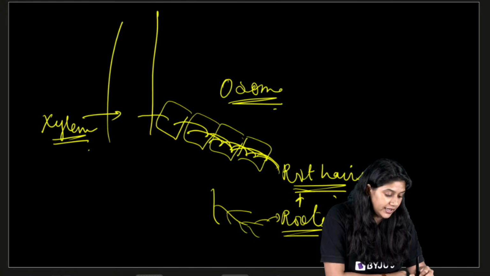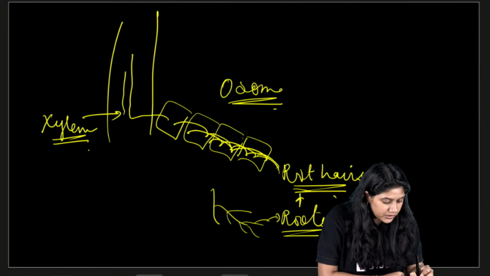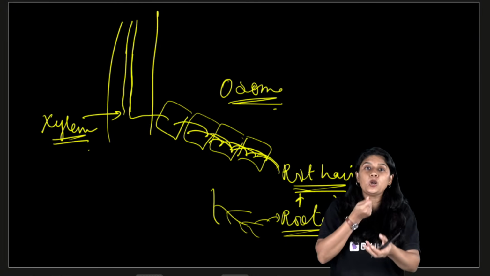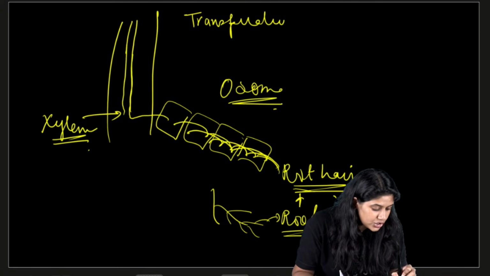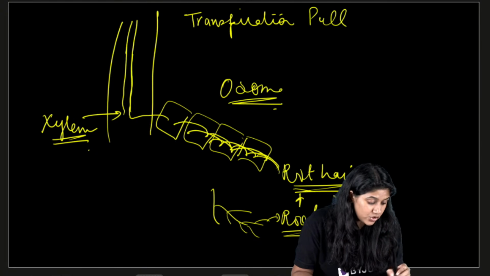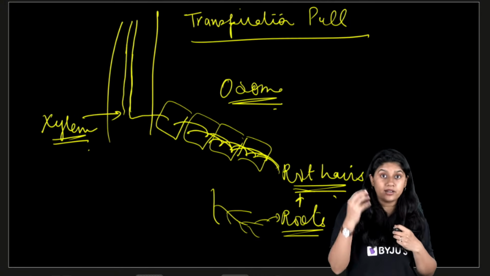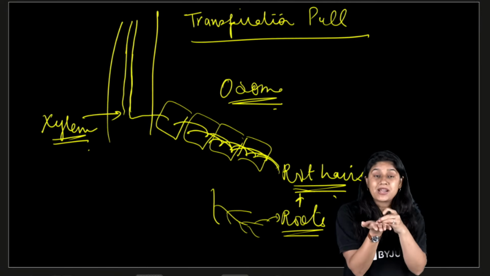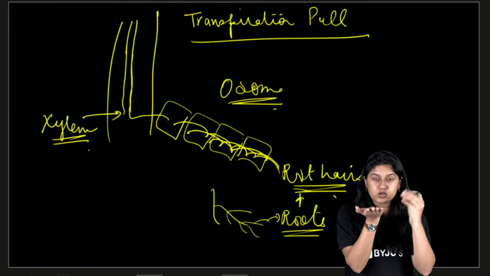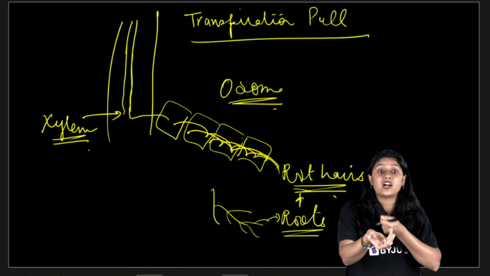Now, xylem will take the water because it's very narrow. So, the water molecules will move till the top. And at the top, there is a pull, and that pull is the transpirational pull. Now, what is transpiration? Transpiration is nothing but the loss of water in the form of water vapor from the aerial parts of the plant. So, from the leaves, when the stomata is open, we will see that the water molecules will be leaving in the form of water vapor. Now, when that is happening continuously, it forms a transpirational pull.